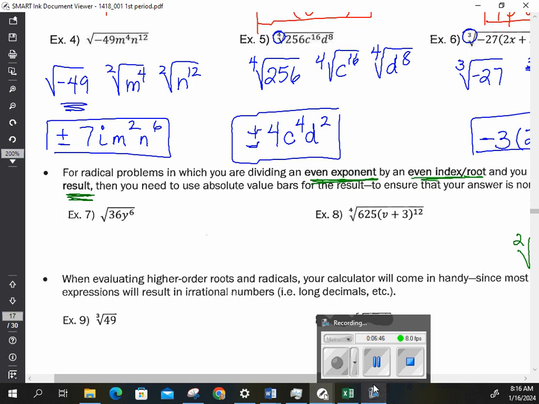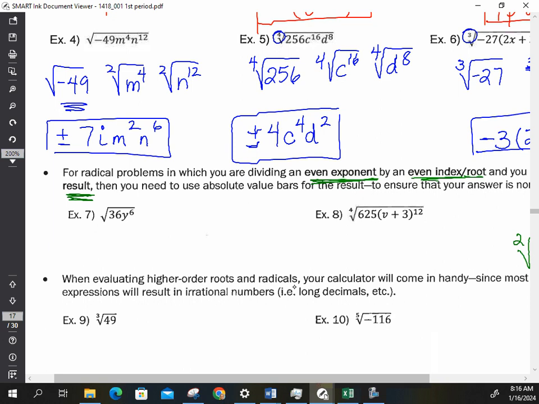So, case in point, the square root of 36y to the 6. So that's the square root of 36, the square root of y to the 6. The square root of 36 is 6, so you still put your plus or minus 6.